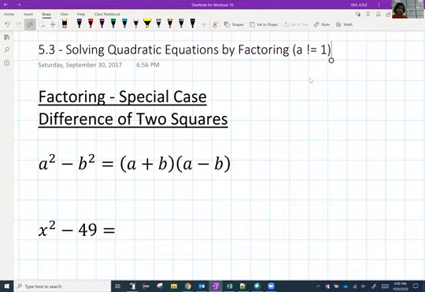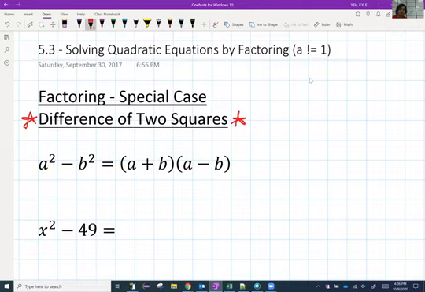So to start, we're going to look at this very special case. This is not super common, but it's also not uncommon. You will see this a fair amount. And it's called a difference of two squares. And so what does that mean? Well, difference means subtraction, right? Subtracting, and two squares, two perfect squares.